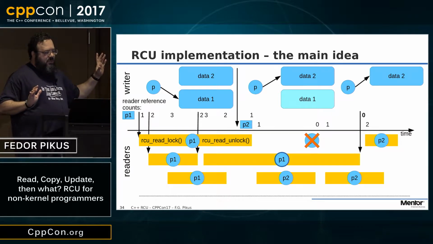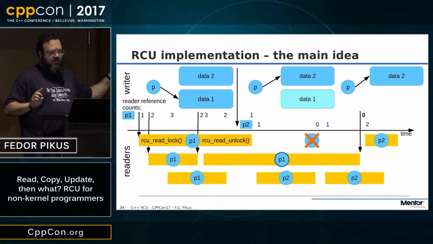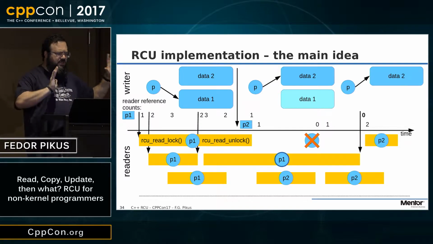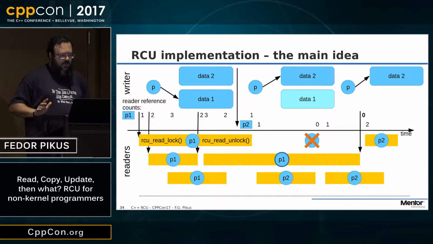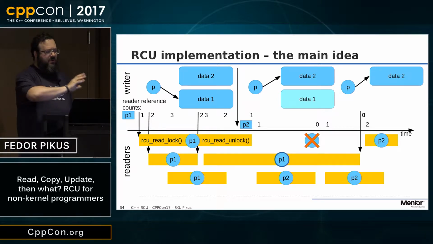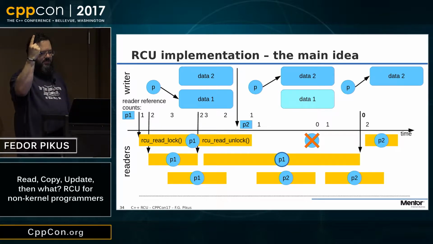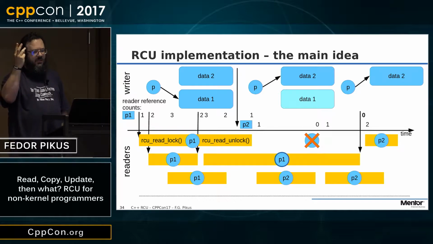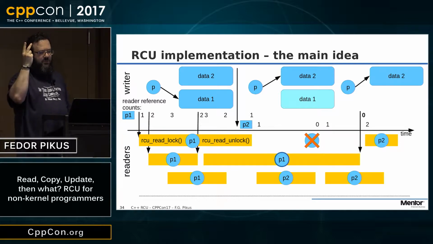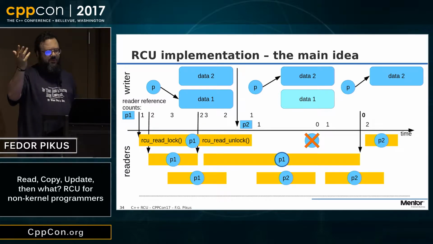I'm going to count how many readers have currently P1. For now, let's say that it's just a reference count. So first reader called read lock, and P1 was the current value of P, so I have one reader with P1. Second reader calls read lock, 2, third reader, 3. One of the readers exits the critical section, gives up its copy of P1, so 2, but another reader comes in, so now 3, and it goes up and down.